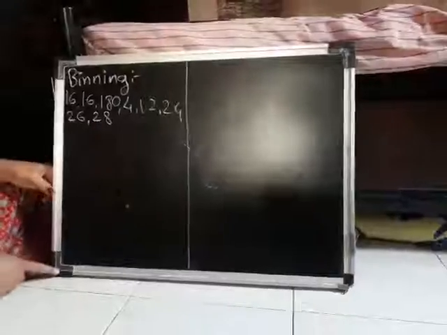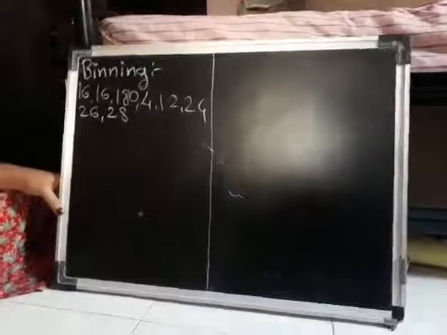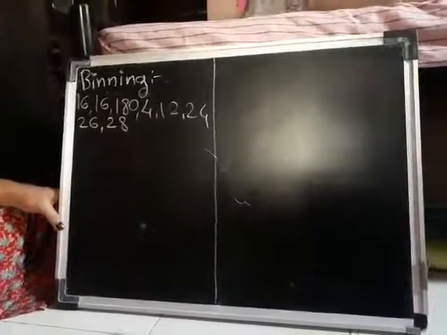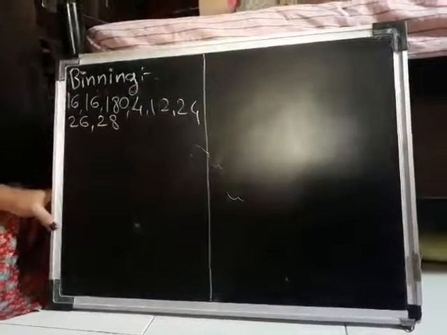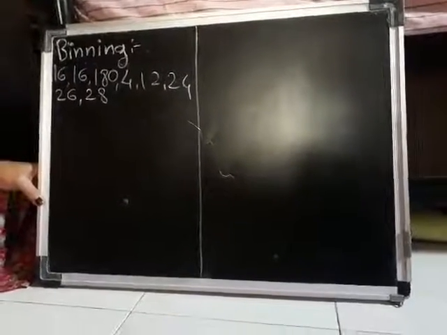Today we will see the example of binning. So what is binning? The smoothing of data attributes is called binning, right? So this is a method of data cleaning. Why do we need to clean the data? Because data in the real world is dirty, right?